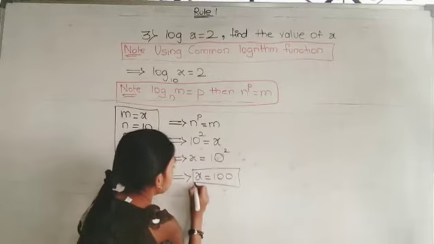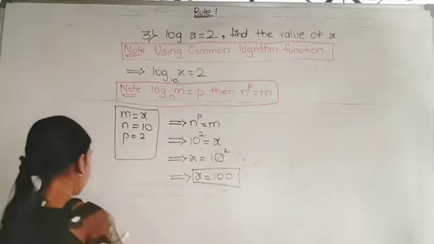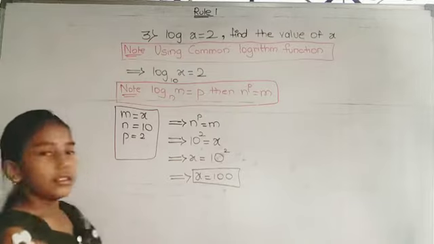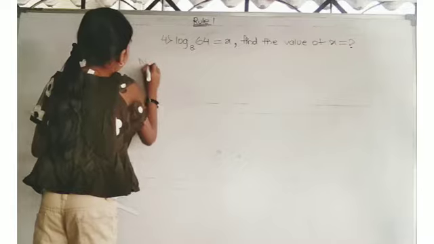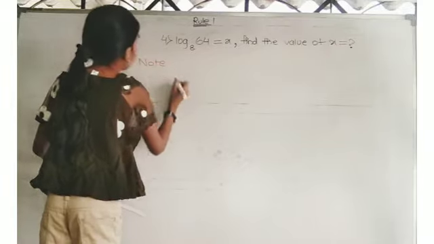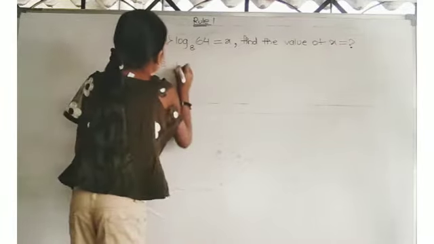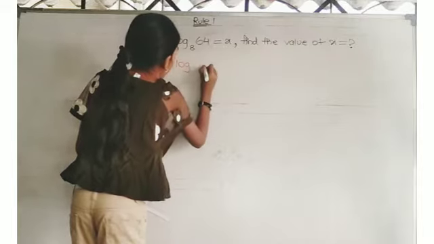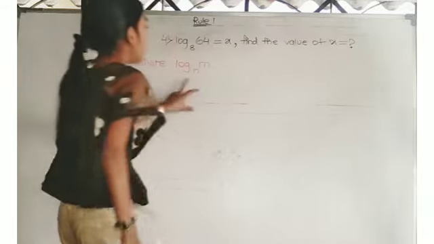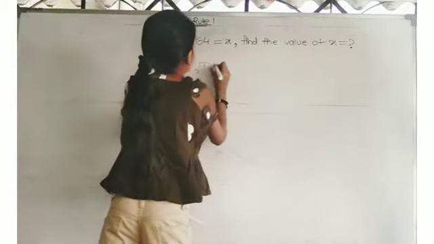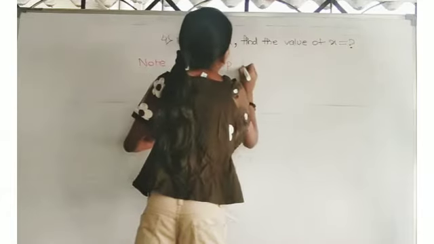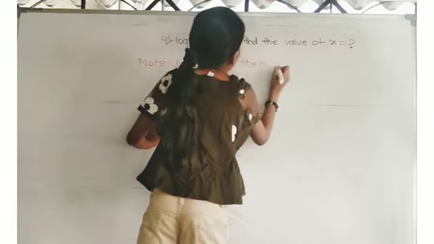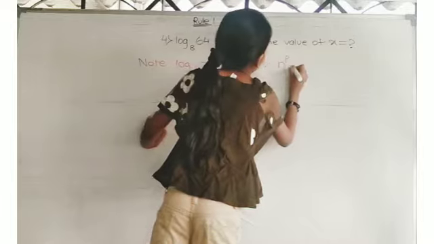The final answer for this question. Note down the formula which we are going to use. The formula we are going to use is log m base n is equal to p, then n raised to p is equal to m.